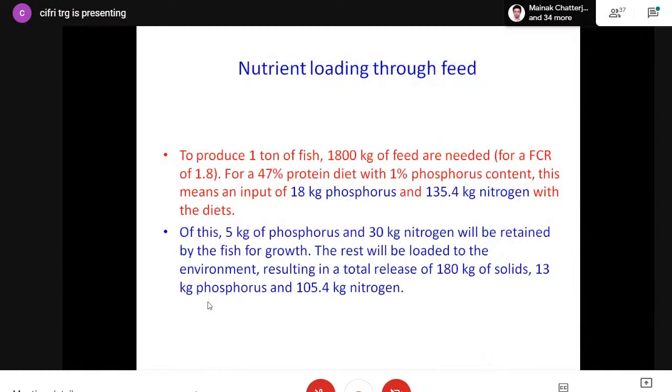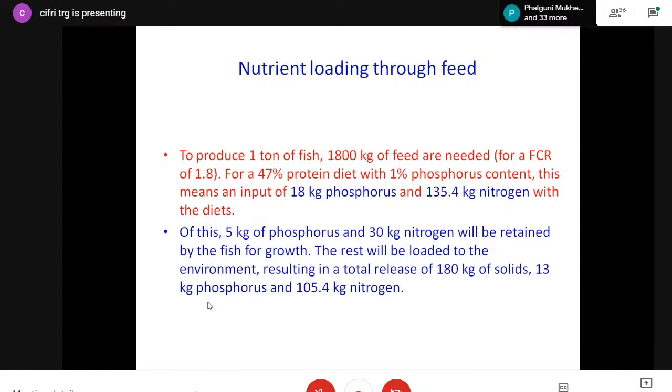I have just given one example here. Suppose to produce 1 ton of fish, 1800 kilograms of feed is required, and that means the FCR is 1.8. And if that fish contains 47% protein and 1% phosphorus, then what happens?